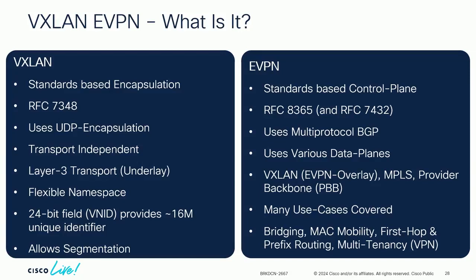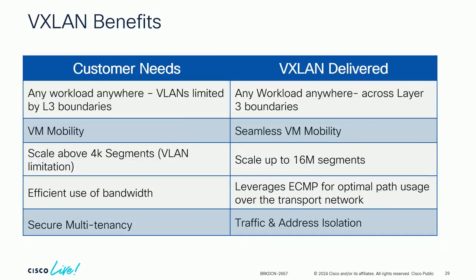Now, EVPN runs on top of that. Again, it's a standards-based control plane. You see the RFC we're following here. The good news is, if you've run BGP, you actually know more about EVPN than you think, because we're using BGP and the extended address family in the EVPN control path to build all of the connectivity. This can run over a variety of underlays that we talked about here, and there are many use cases. We're going to go into a variety of those as we dig through the presentation.